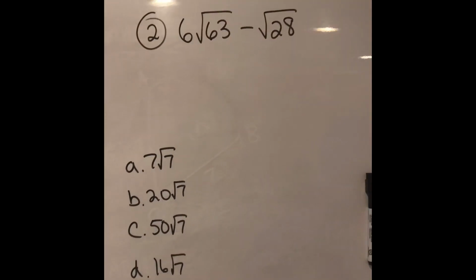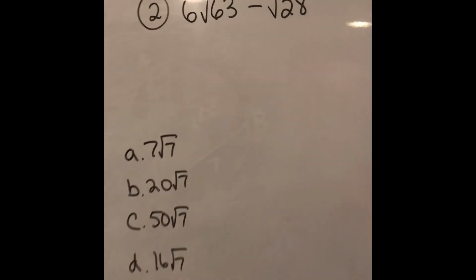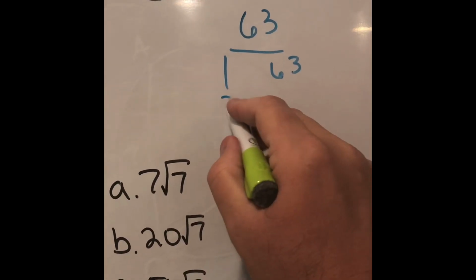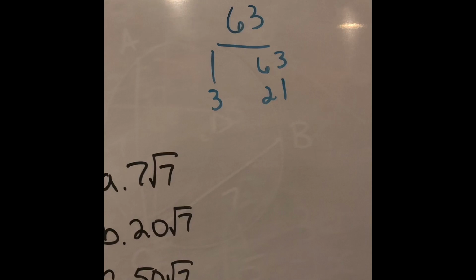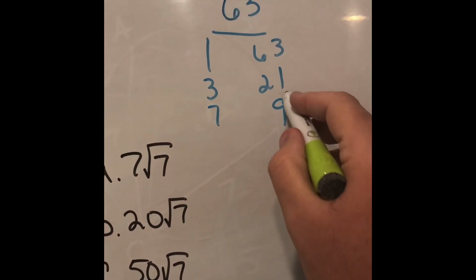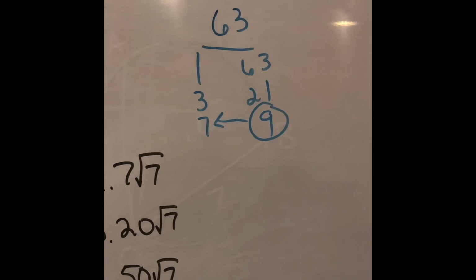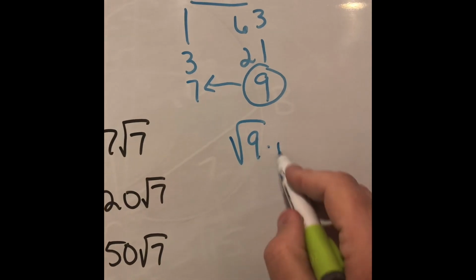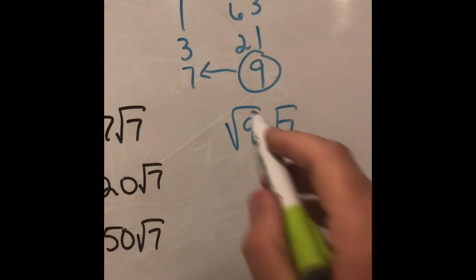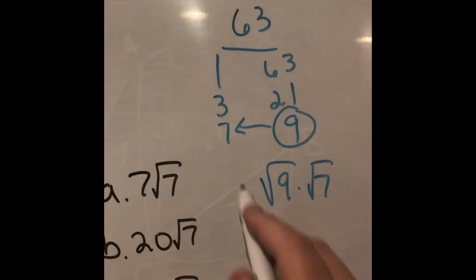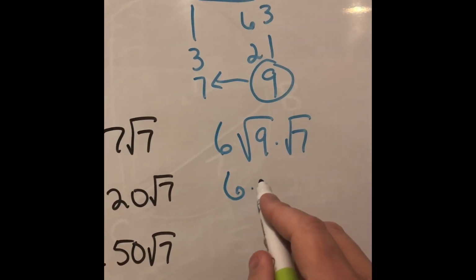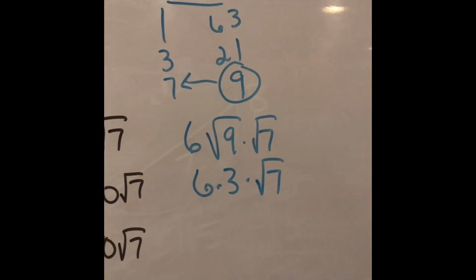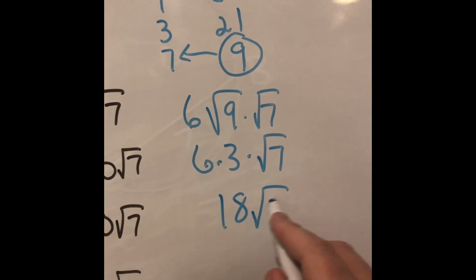Number 2, this is what we were doing the other day with simplifying square roots. So what I want to do is take 63: 1 times 63, 3 times 21. Next thing we can do is 7 times 9, and that's where I'm going to get my perfect square. So the square root of 63 is actually the square root of 9 times the square root of 7. Now remember though, there's a 6 out front. So this is actually saying take 6 times the square root of 9, which is 3, times the square root of 7. And then 6 times 3 is 18 square roots of 7.